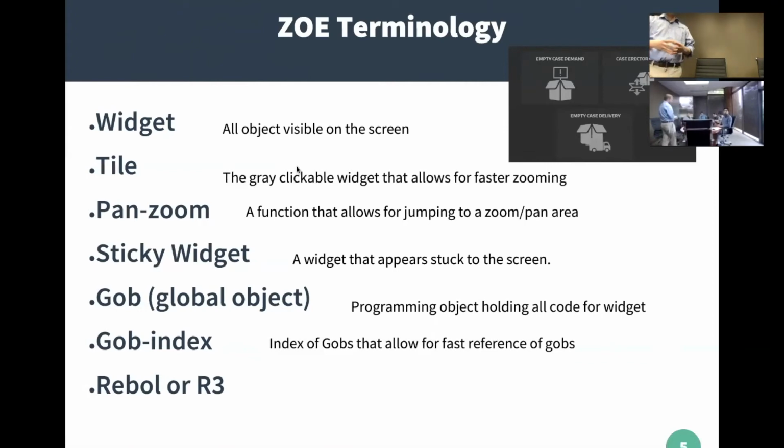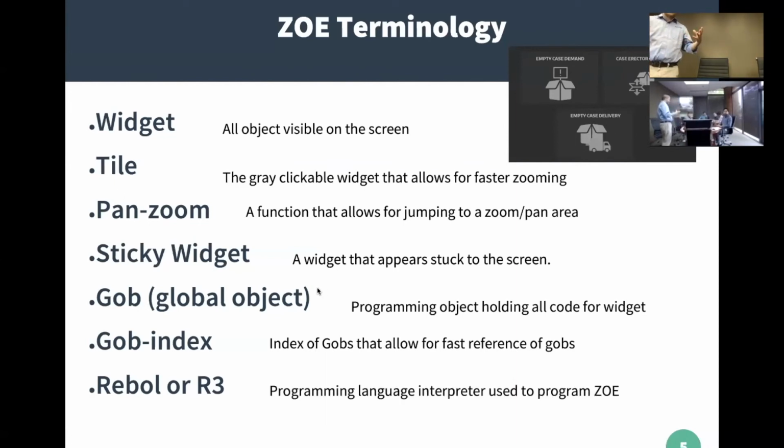And for faster linking of the GOBs, we have a GOB index, and that GOB index allows you to fast search for GOBs. So it has the name of the widget and an index, and it's just kind of a map to finding and referencing GOBs and widgets faster.